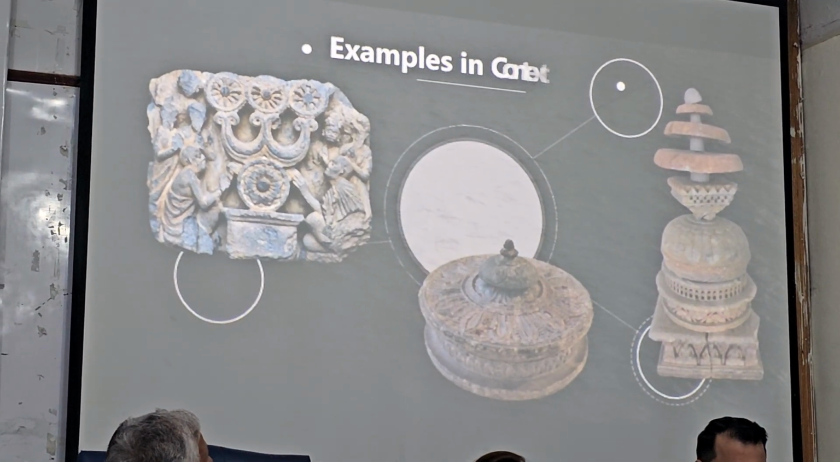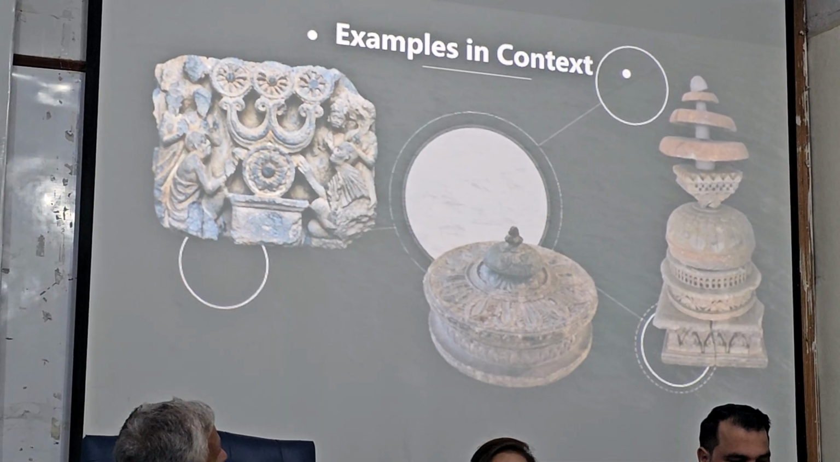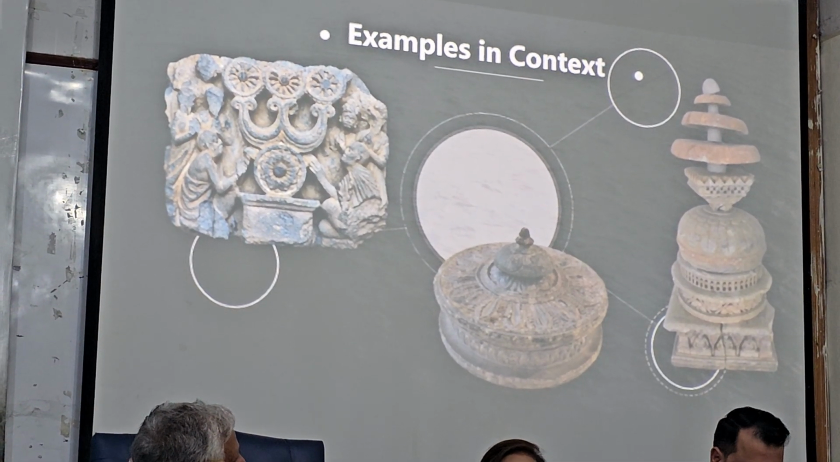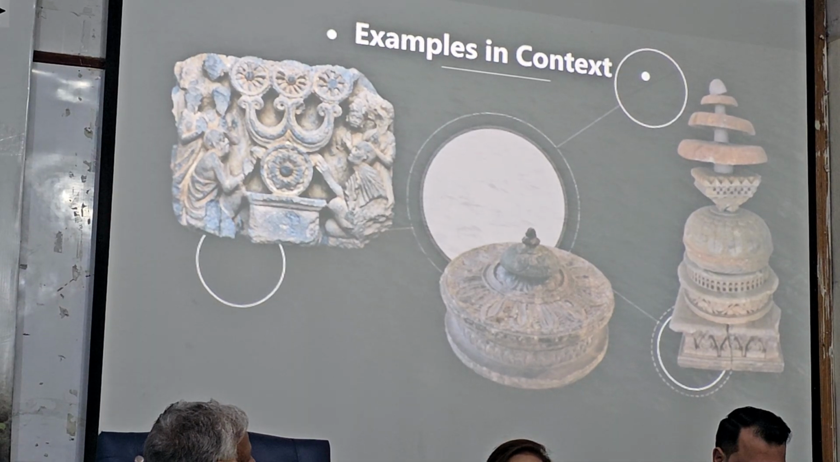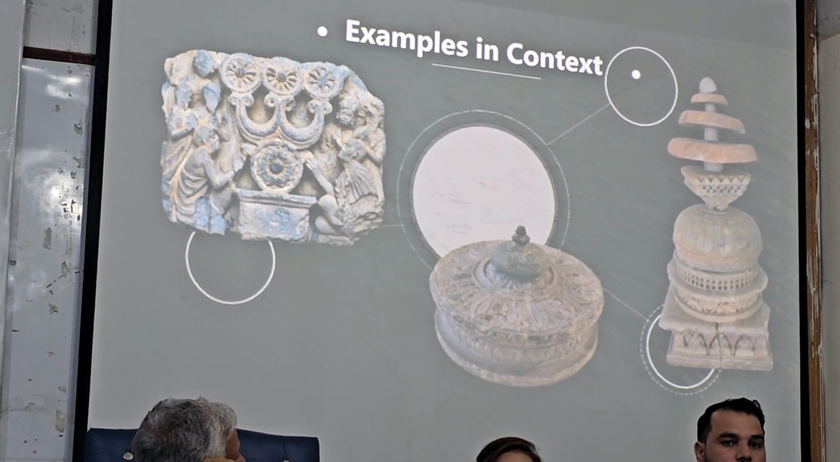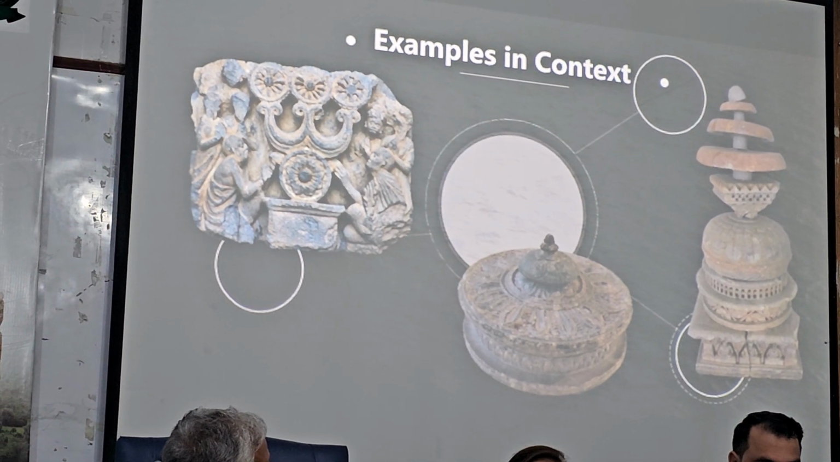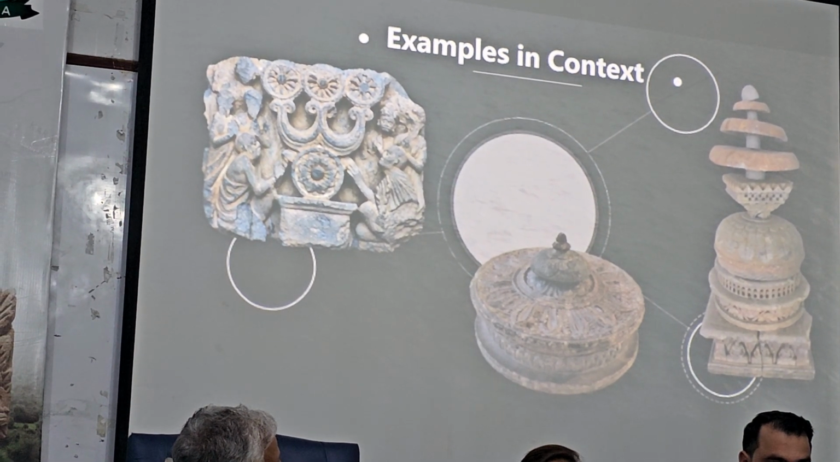Here are a few examples where we can see the lotus not just as an icon but as an index because it is part of a ritual. We can see it on a relic casket, and we can also see it on the top of the dome, where it again symbolizes enlightenment and spirituality.